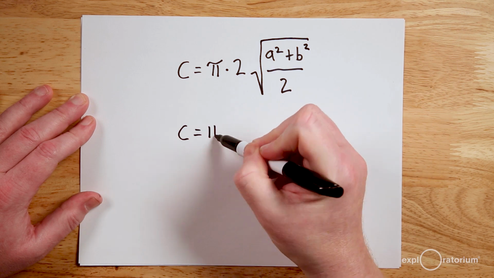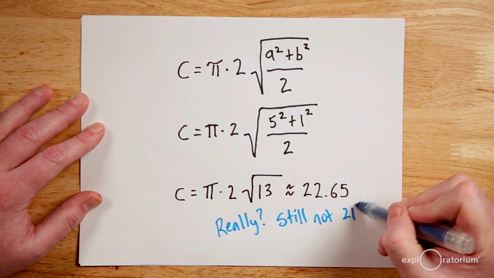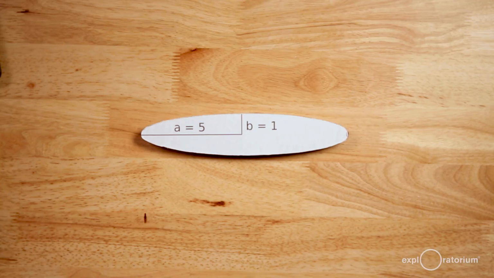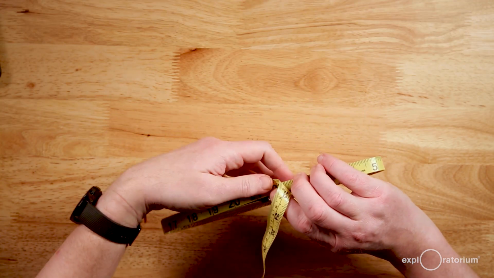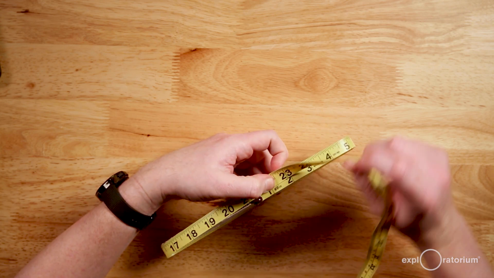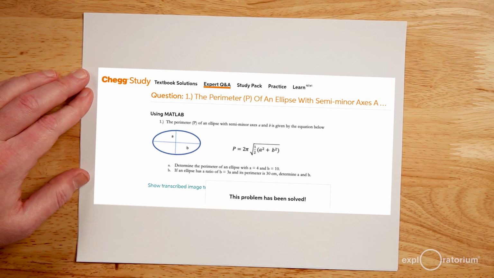All there is to do is to try some numbers, and no, it's still off. As a reminder, the length is just about 21 inches, and this new formula gives a value of 1.65 inches bigger than that, so it's still no good. And if you can't trust Chegg to have the right answer, who can you trust?